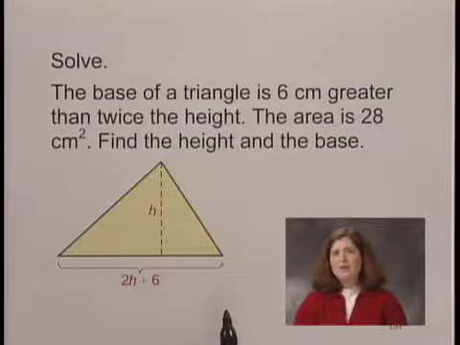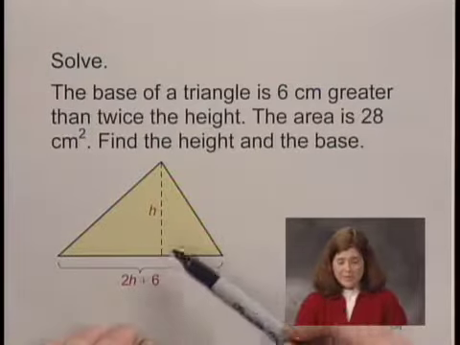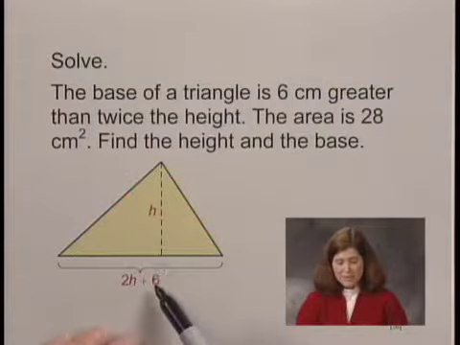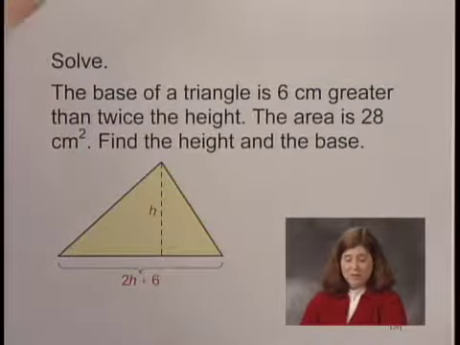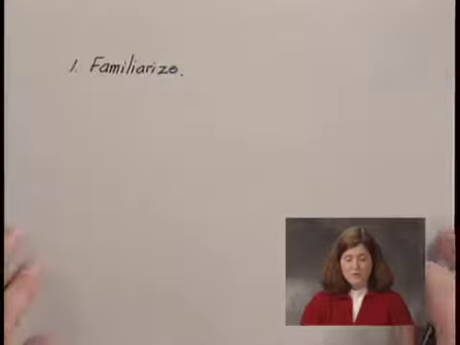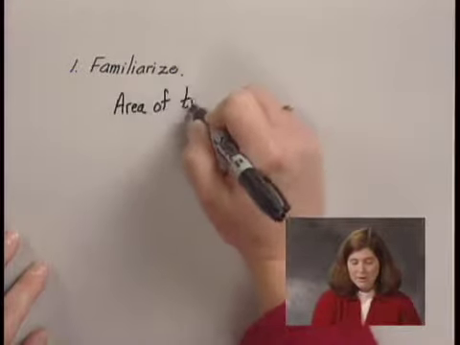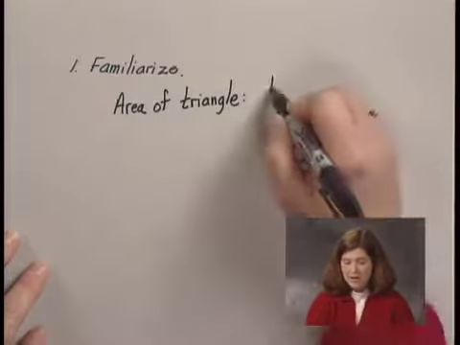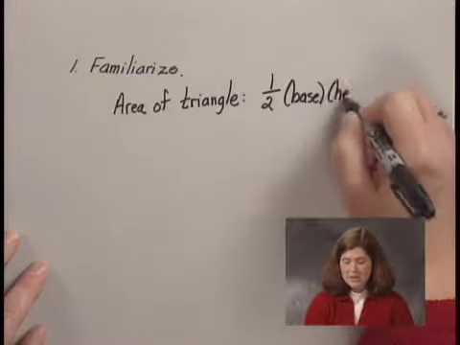So when we move to our familiarize step, we don't need to draw a diagram. We're also given labeled that the height is h. The base is described for us as 6 more than twice the height. So our familiarize step, all that's really left for us to do is to recall the area of a triangle. The formula for the area of a triangle is 1/2 times the base times the height. Be sure that is 1/2 times the base times the height.